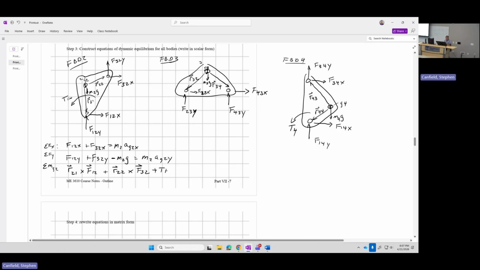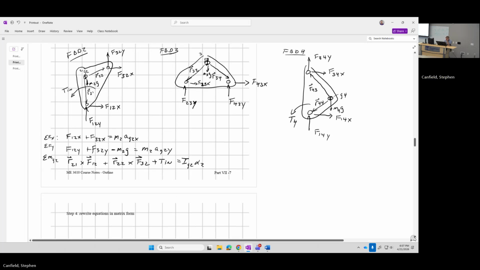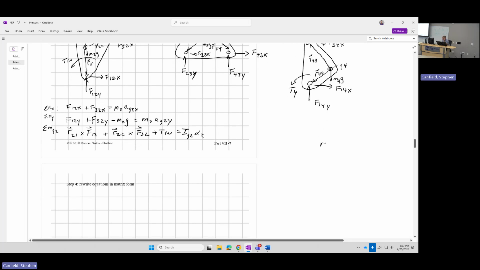And I get that T in, and that's all going to equal I about G2 times alpha 2. Now, if you remember the cross product rules, let's tag it over here. General R cross an F, which we might call a moment. What's it look like? Well, it's R. The X component or the I component is RY FZ minus RZ FY. I'm kind of reminding you of this.